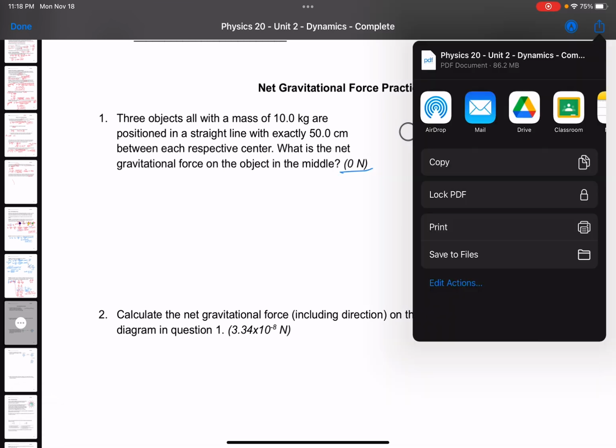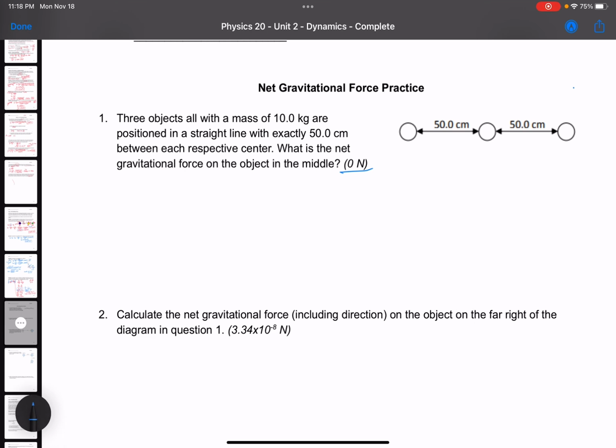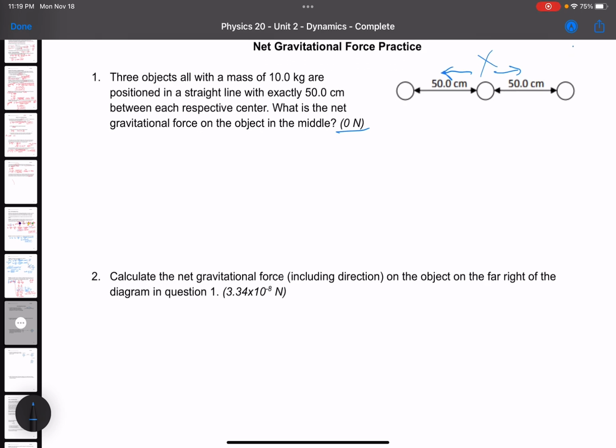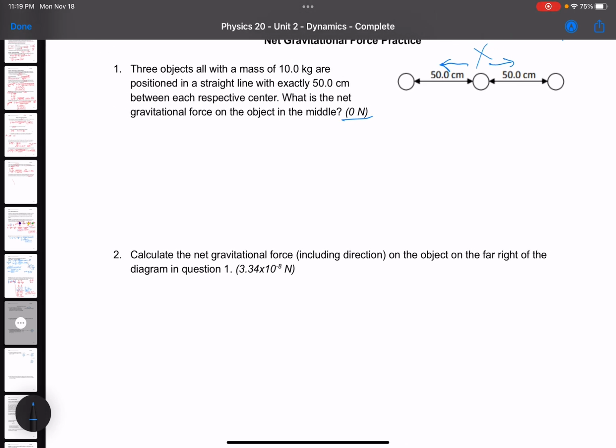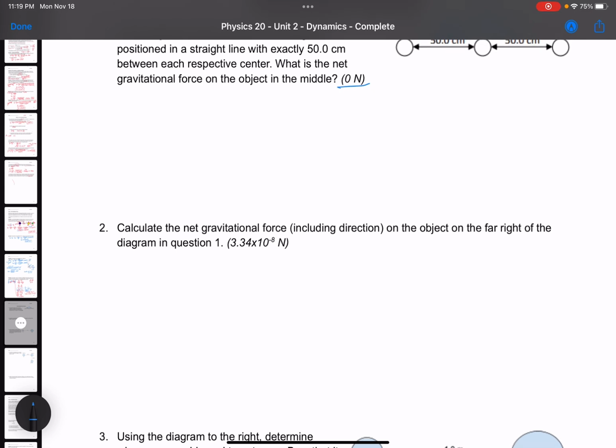If they're all the same mass and they're the same distance apart, the pull is going to be the exact same. So whatever it's pulling the center one to the left is the same as what's going to the right. They're going to cancel out, and the net force is going to be 0. So I'm going to spare calculations, although you could do a calculation if you wanted. I'd recommend that if this was a test, just give it a quick explanation and move on.